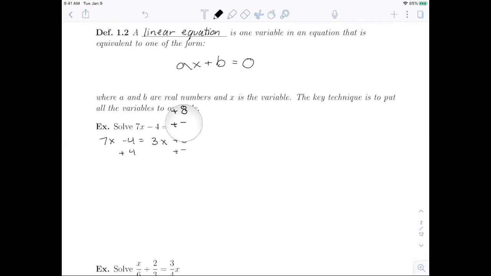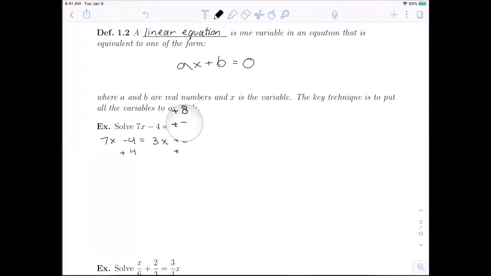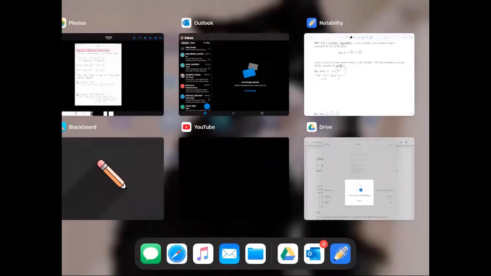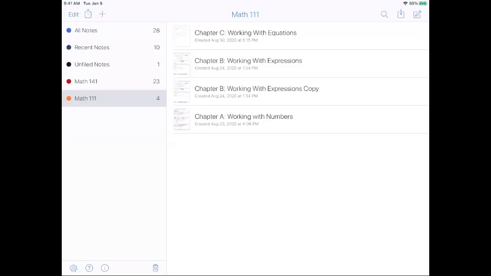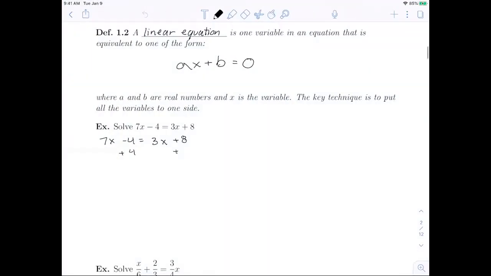Whew. Oh no, hold on. Winston. Hold on, Notability's being weird. Okay, we're fine now.